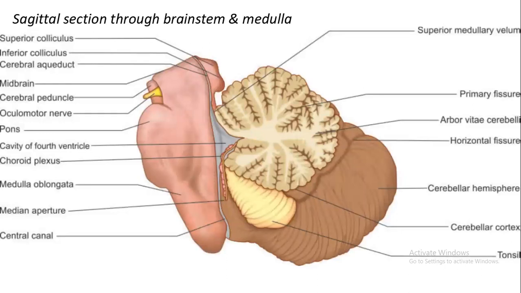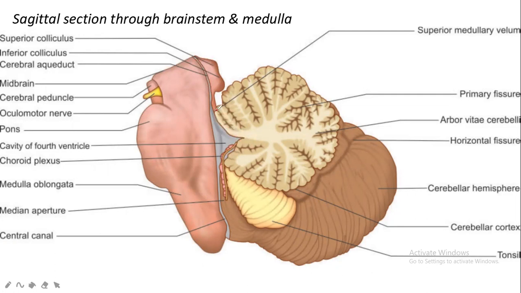So here in this picture, we appreciate the cross-section, and I shall indicate what we are seeing here. Here is the cerebral aqueduct. Here is the midbrain. Here is the pons. Here is the medulla. And at this point, we appreciate a ventricle, which is the fourth ventricle. So you can see the cerebellum forms the roof of the fourth ventricle.